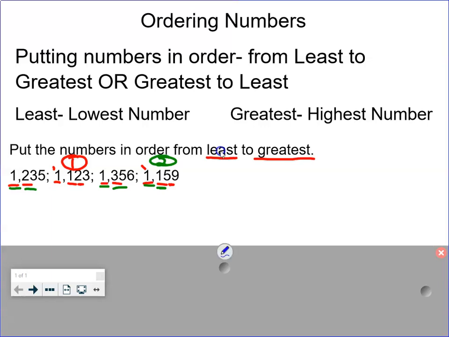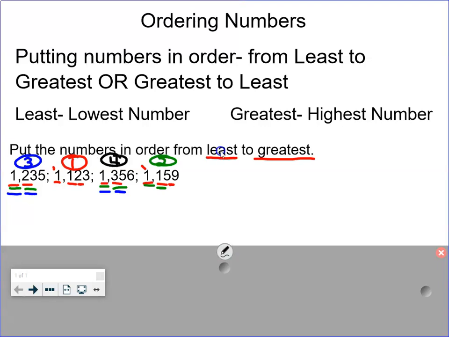Now I need to find my third number. So again, I had all 1s, I have a 2, here I have a 1, and I have a 3. Well, which one's higher? 3. So this one must be my third number, and this must be my highest number.